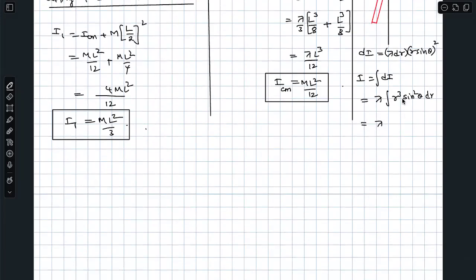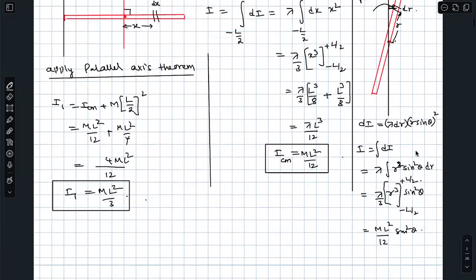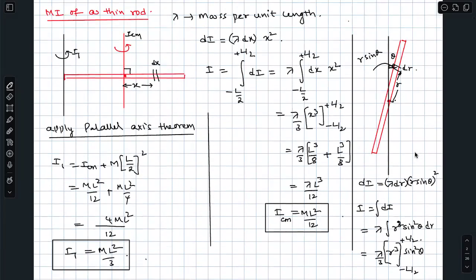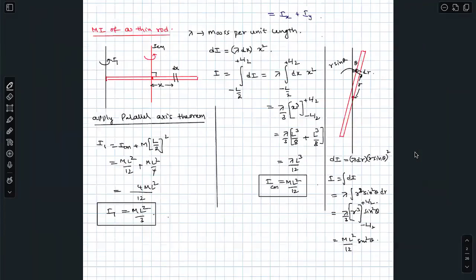So lambda r square, sorry, r square. Okay, you will get it as lambda r cube by 3 sin square theta. Remember, you will have r from minus L by 2 to plus L by 2. Trust me, you will get it as ml square by 12 sin square theta. So these are three prominent axes that you must have an idea.